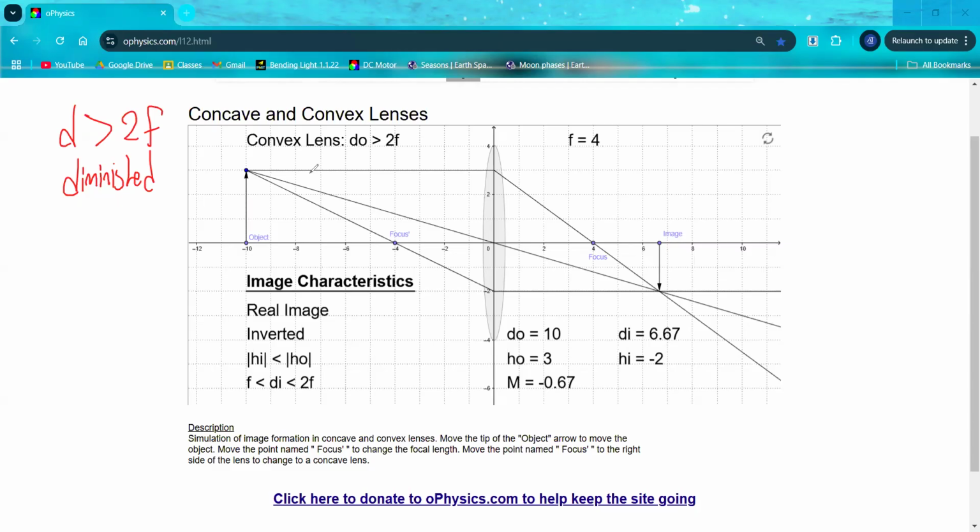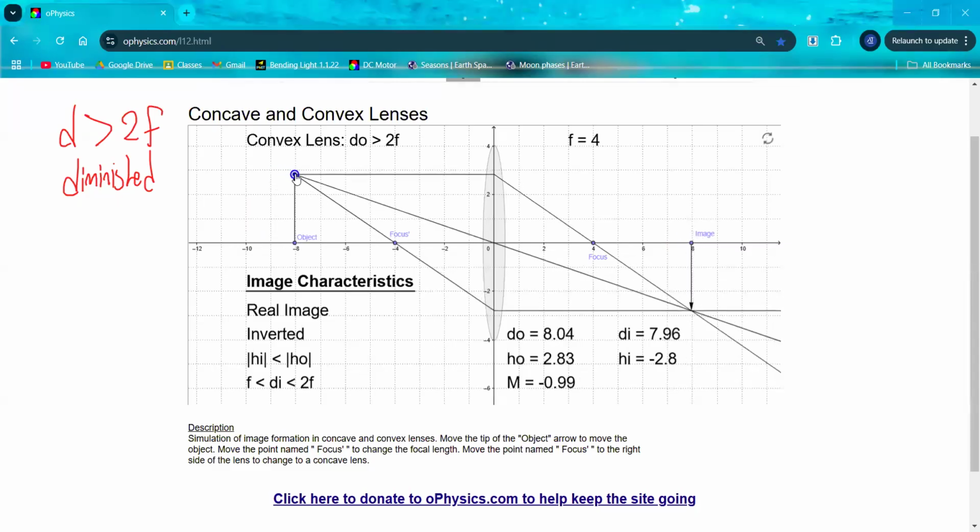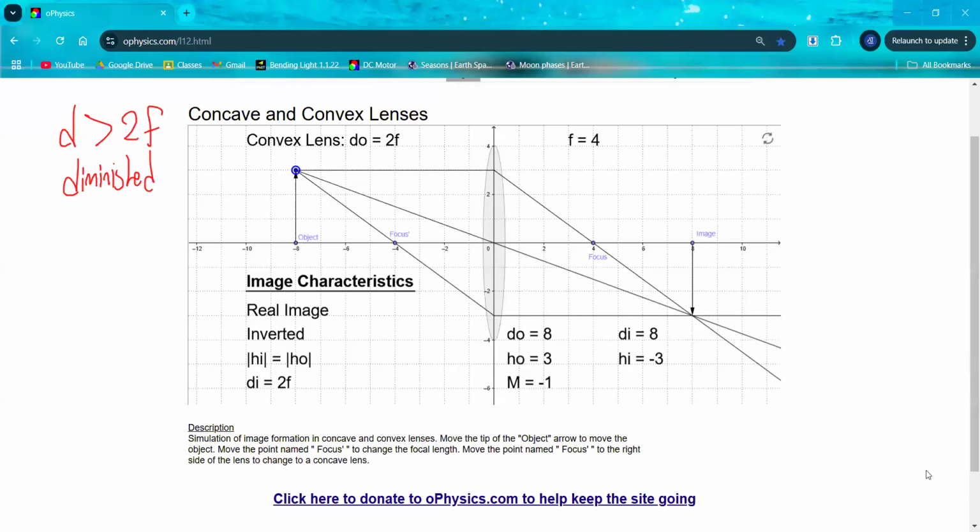What happens if the object gets closer, at exactly 2f? If the object is at exactly 2f, what happens to the image? The image is inverted and real, but the size of the image is the same. Same size, when the distance between the object and the lens is exactly 2f.